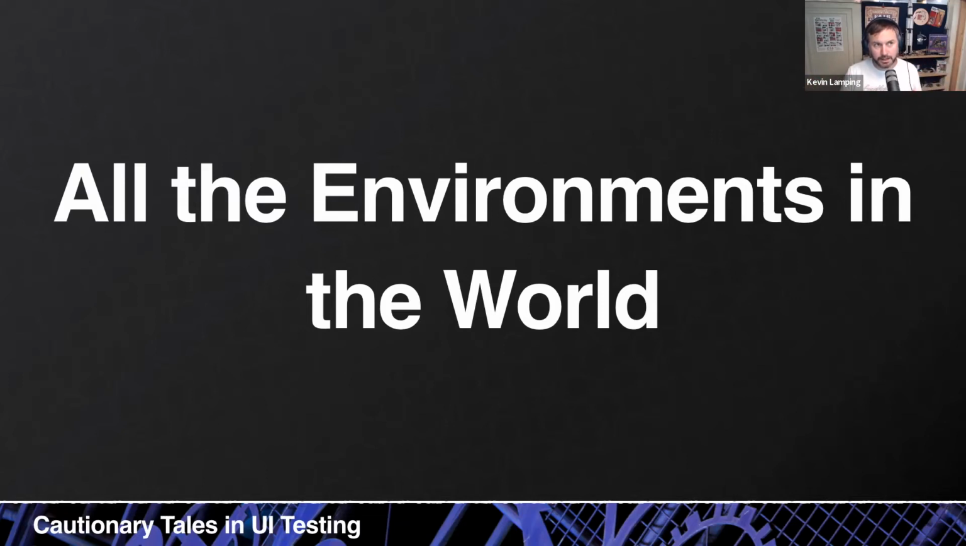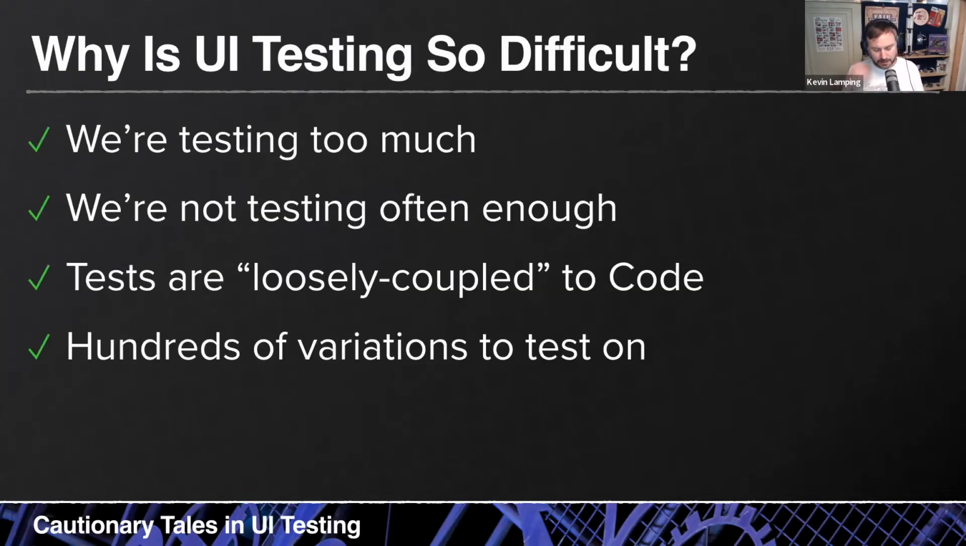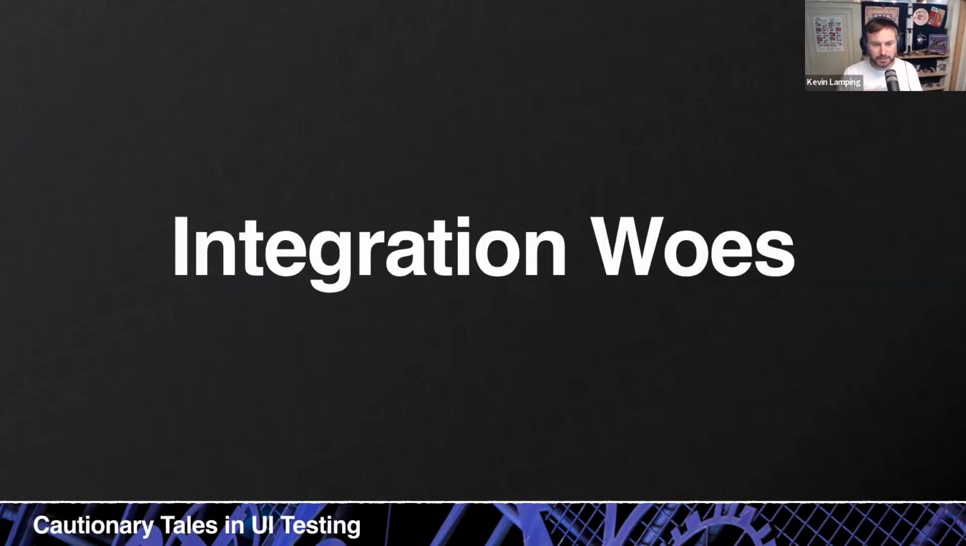So the selector that you use for desktop may be different on mobile, and now you have to write a test that manages that and can handle that. It's super complex trying to do all this stuff. So yeah, that's the next item, hundreds of variations to test on. Let's keep going. How about some integration woes?